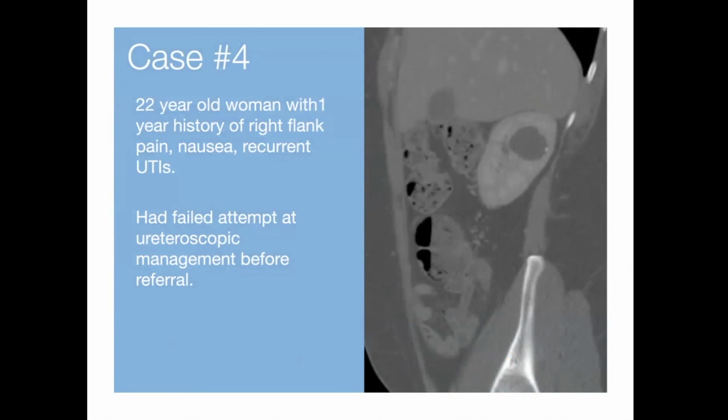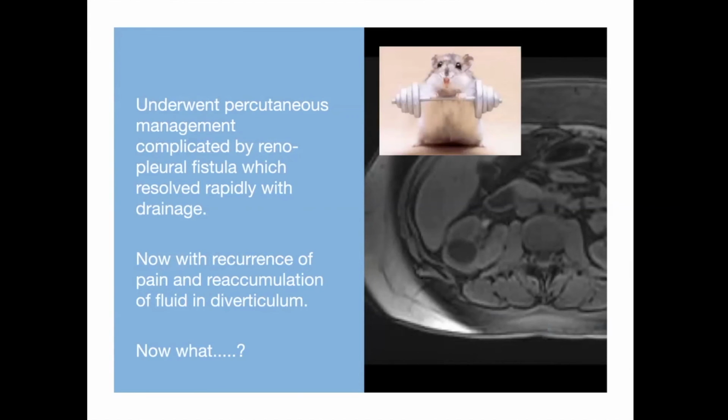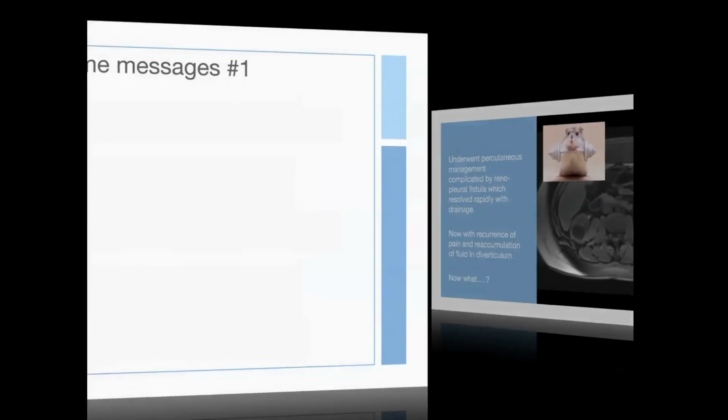A 22-year-old woman, 1-year history of right flank pain and nausea and recurrent infections, had failed ureteroscopy in the past. They underwent a percutaneous approach, which was complicated by a renal pleural fistula, which resolved rapidly with drainage. Now she had reaccumulation of pain and reaccumulation of fluid in the diverticula. What are we going to do for this patient now? Well, generally speaking, this is a case to move on to robotics.